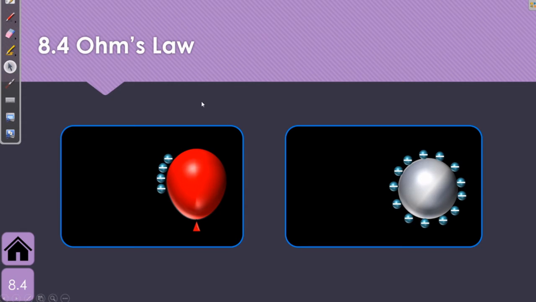Now watch what happens when we bring an external negative charge close by to this balloon. The charges don't really move because they can't. Again, rubber is an insulator, so those charges are kind of just stuck where they are.